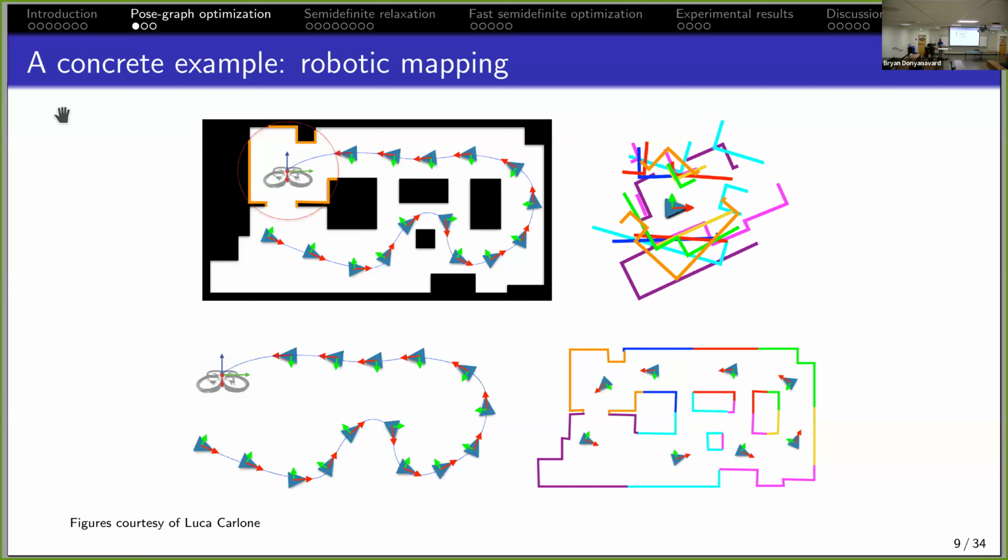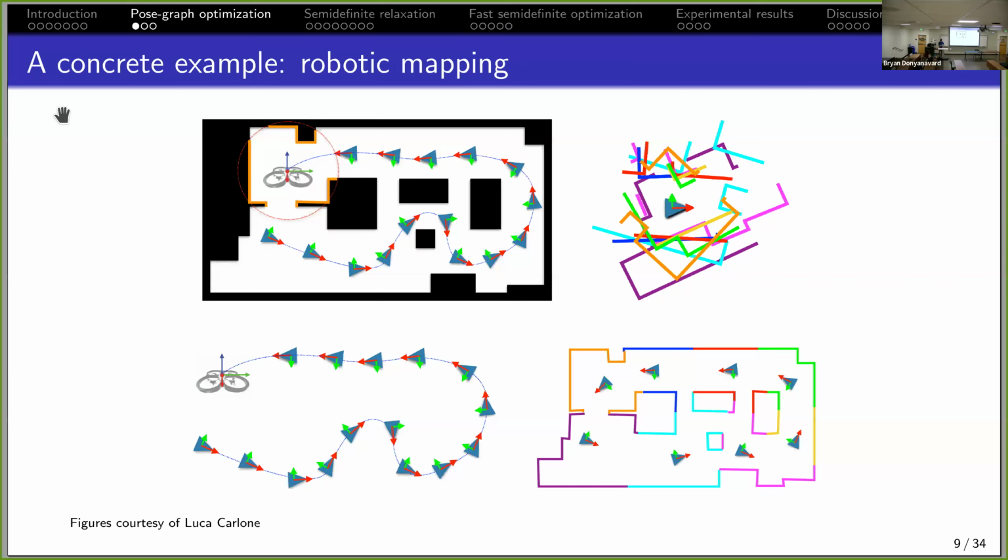The catch here, though, is that I don't actually have any device that will directly tell me what the sequence of poses was, right? GPS doesn't work indoors. Even if it did, I still need to know the orientation of the robot and so on, right? And so the question then becomes, how do I do this trajectory estimation?